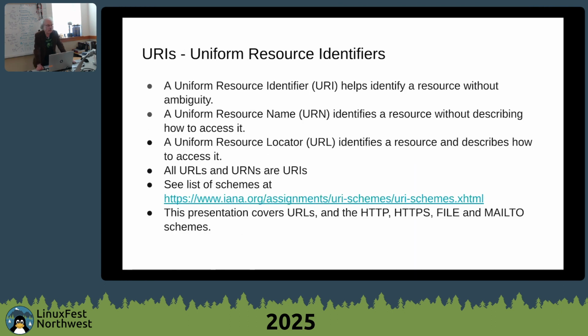A URI, Uniform Resource Identifier, tells you what a resource is without ambiguity, but it doesn't necessarily tell you how to get there. You can think of it as, for example, the address of a house, but it doesn't give you a map or instructions on how to get there. A uniform resource name is even less. It identifies a resource, but it doesn't tell you anything at all about it. That would be like an address without knowing whether it's a house or a factory or a gas station or a telephone booth.